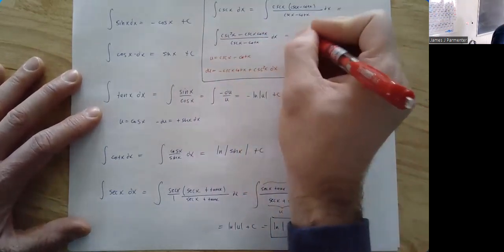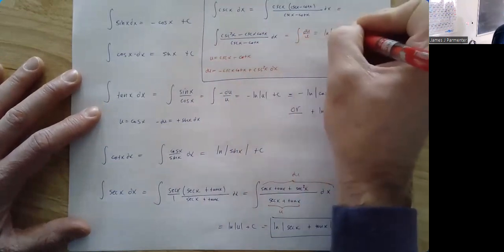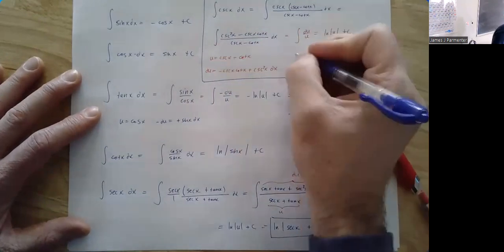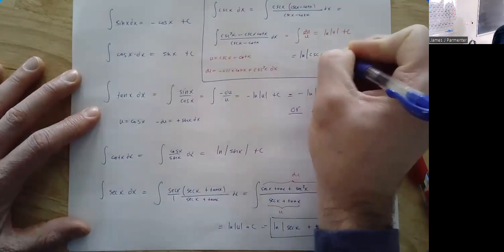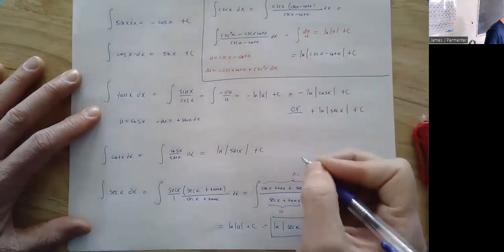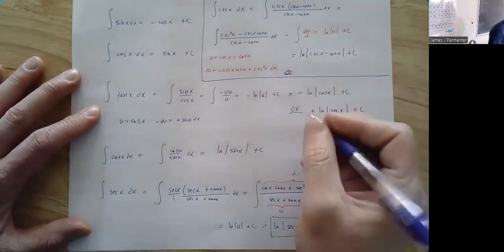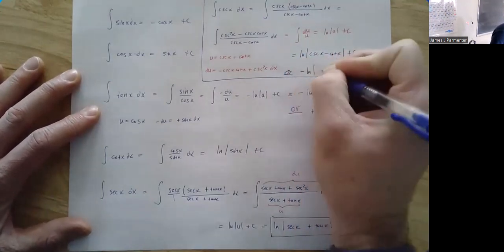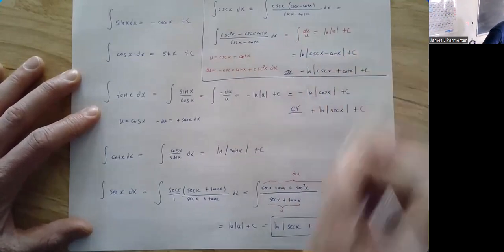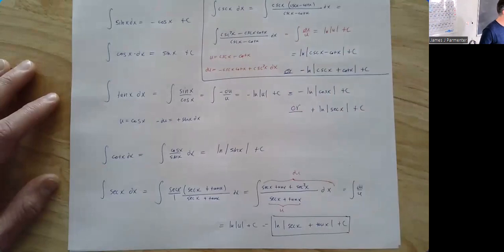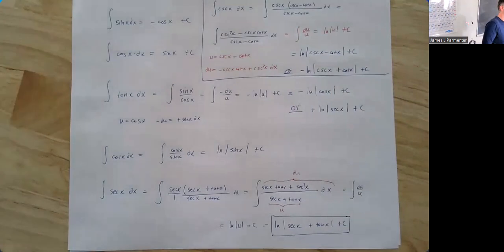So this is exactly the integral of du over u, which is exactly the natural log of the absolute value of u plus c, which is exactly going to be the natural log of the absolute value of cosecant of x minus cotangent of x. Or equally acceptable, negative natural log of the absolute value of cosecant of x plus cotangent of x. Either one of them is totally valid, and your teacher should accept either one. But they might have a preference as to which one you actually use.